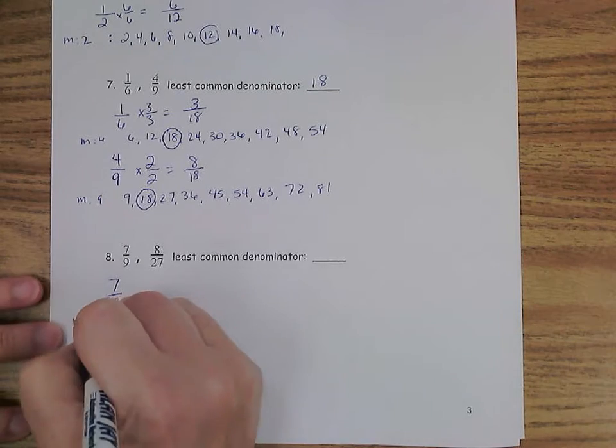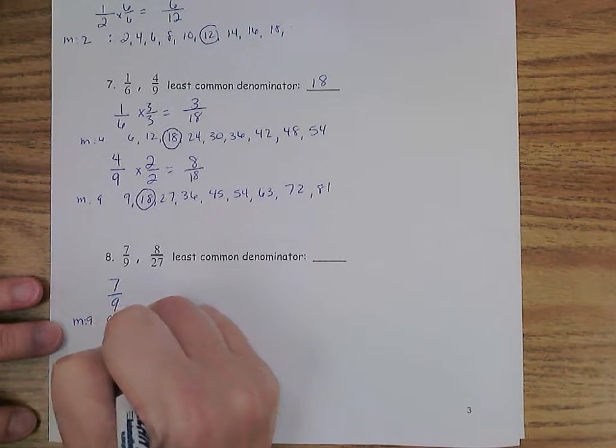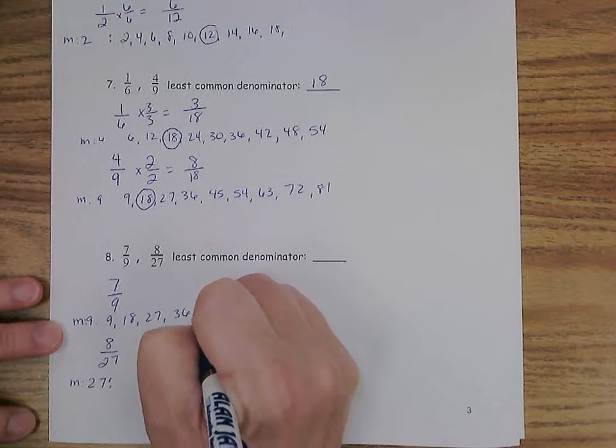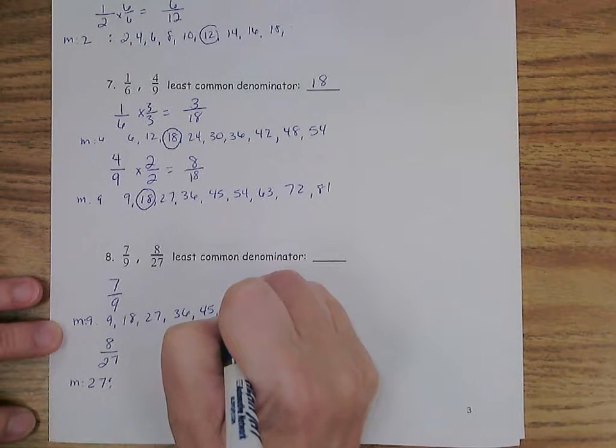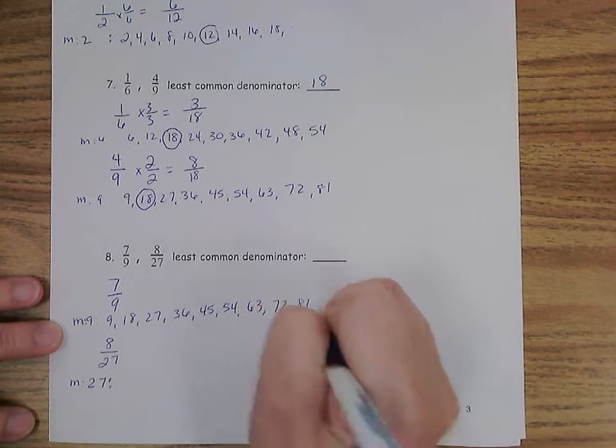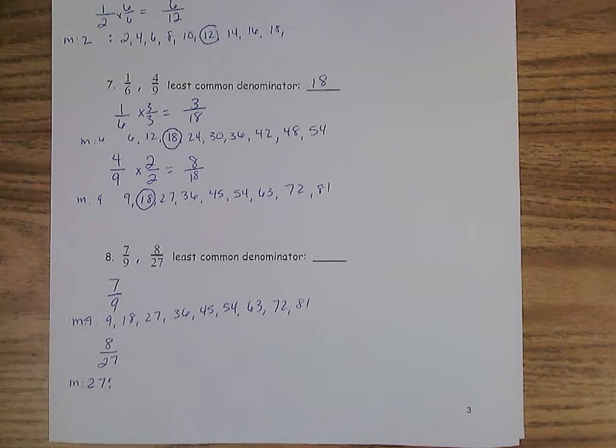So I'm going to start with 9s. 9, 18, 27, 36, 45, 54, 63, 72, and 81. Then I'm going to do multiples of 27.